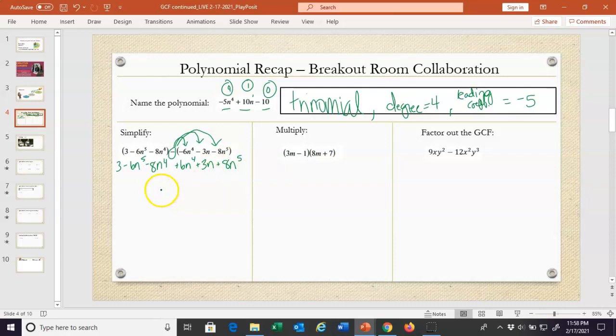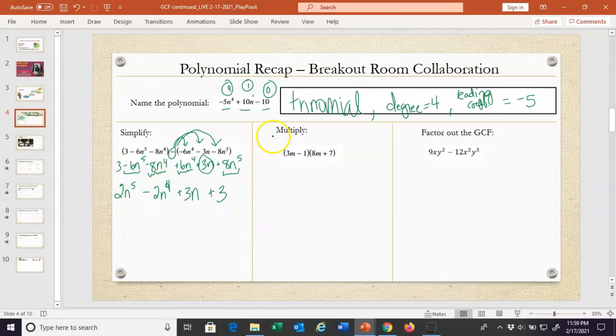Now's the fun part. We're just going to start collecting like terms. So here is an n to the fifth and another n to the fifth. So -6 plus 8 is a positive 2n to the fifth. Then we have an n to the fourth and an n to the fourth. So -8 plus 6 is a -2n to the fourth. Then we have just our n term. I'm going sort of in decreasing order of those exponents. You don't have to, it's just kind of the way we write it in standard form. There we go.